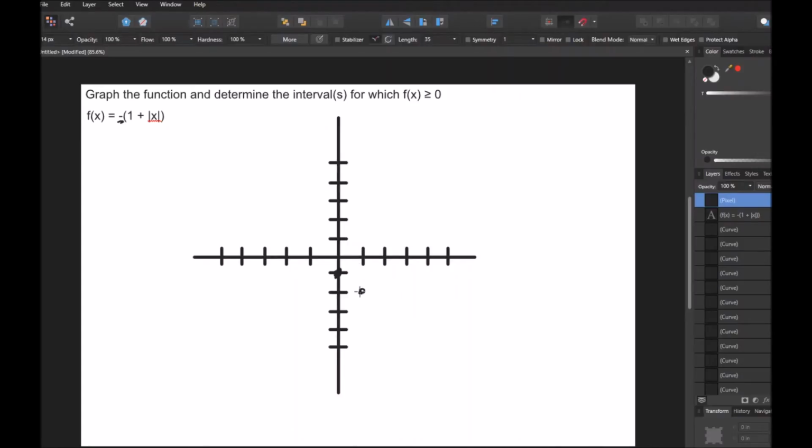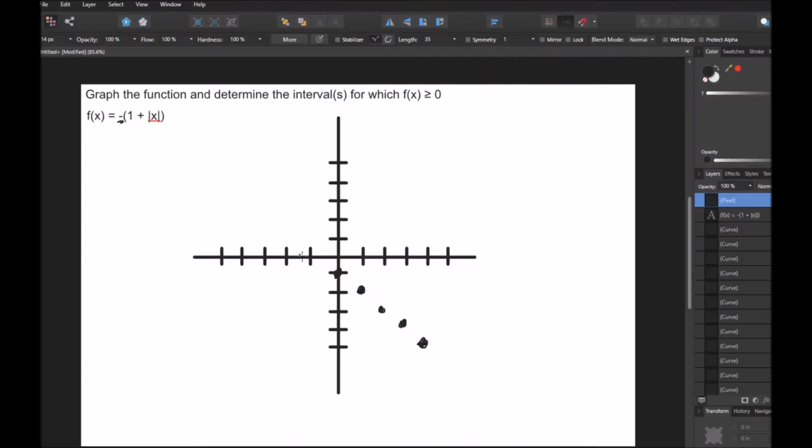Then for x equals 2, the absolute value of 2 is 2, 1 plus 2 is 3, and then that would become negative 3. Now x equals 3, once again, 1 plus 3 is 4, negative 4. And then for x equals 4, the absolute value of 4 is 4, 1 plus 4 is 5, negative 1 times that, negative 5.